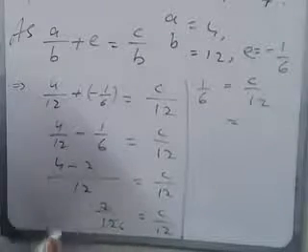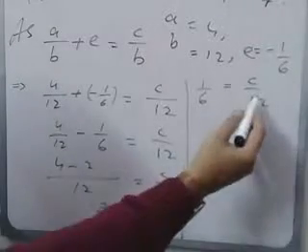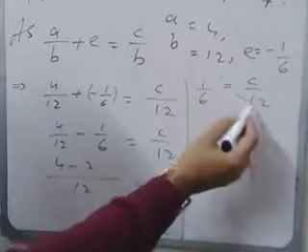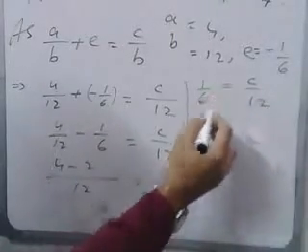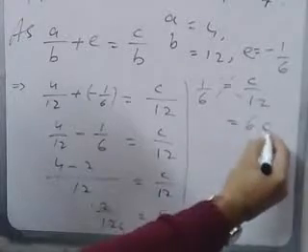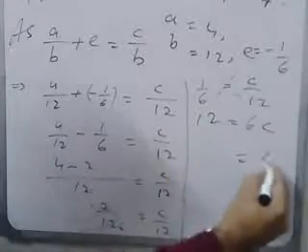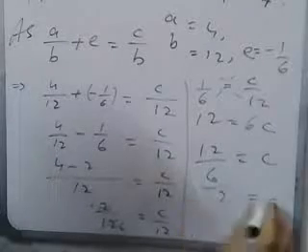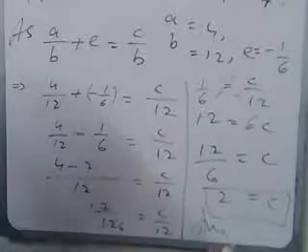It can also be simplified. So by using cross multiplication once again, you will get 6c is equal to 12, or the value of c is 12 by 6, or 6 2s are 12. So the value of c is 2.